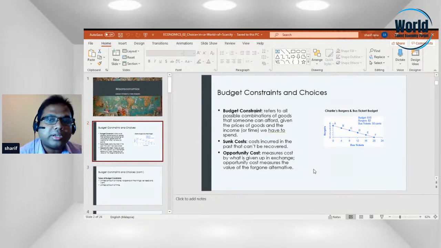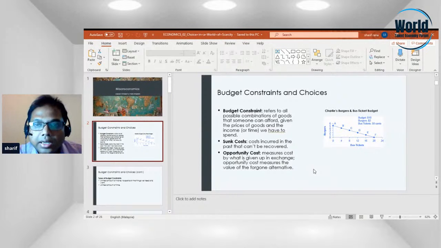Sunk cost is a cost incurred in the past that cannot be recovered. Opportunity cost measures cost by what is given up in exchange. Opportunity cost measures the value of the foregone alternative. Example: Charlie's burger and bus ticket budget.